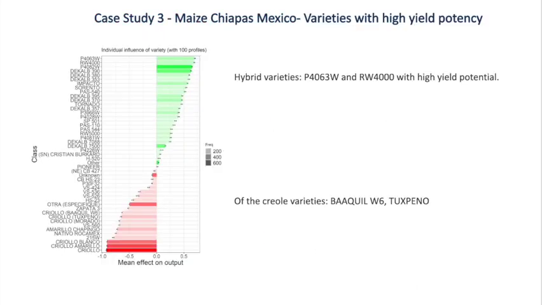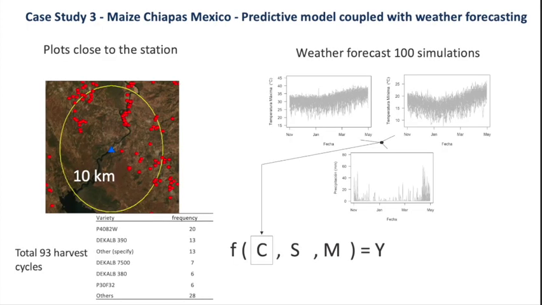We also evaluated the relationship between the varieties, and we found that some hybrid material like the P4063W and RW4000 have a high yield potential. And there are some Creole varieties that also have a good yield. They don't reach the hybrids, but compared to other Creole varieties, they still have a good performance.